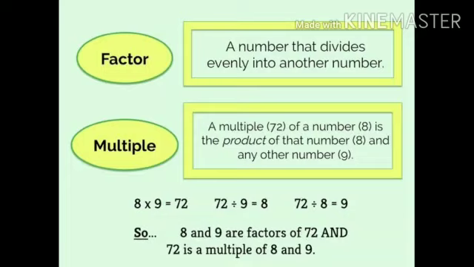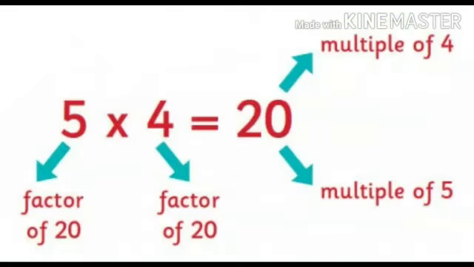We can learn with another example also. Here we have 5 into 4 is equal to 20. 5 4s are 20, as you know. In the table of 5 we will get 20, and in the table of 4 we will get 20. That means 20 is a multiple of 5 and 4.